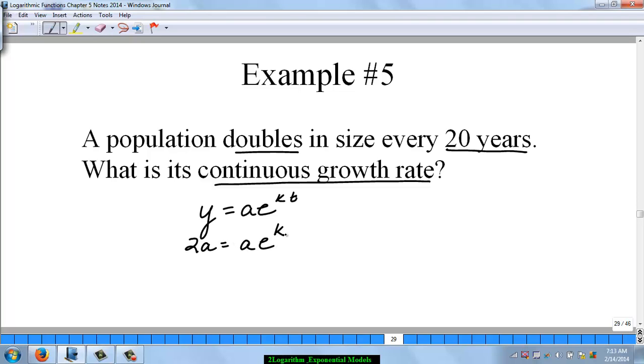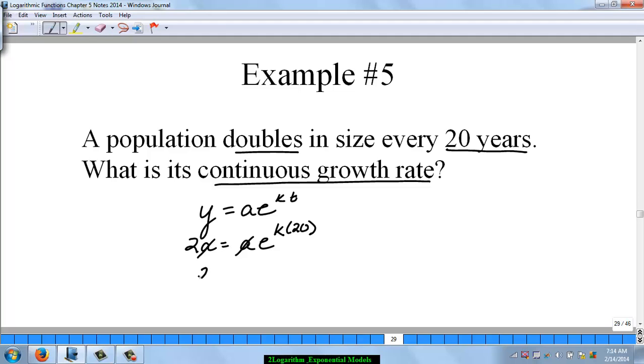And I'm solving for K, and then it says it takes 20 years, so I can put a 20 in for T. So you don't necessarily need to know what you started out with. Now, if I start doing some normal math here to solve for K, when I divide by A on both sides, it disappears. So I can say, thanks for playing.